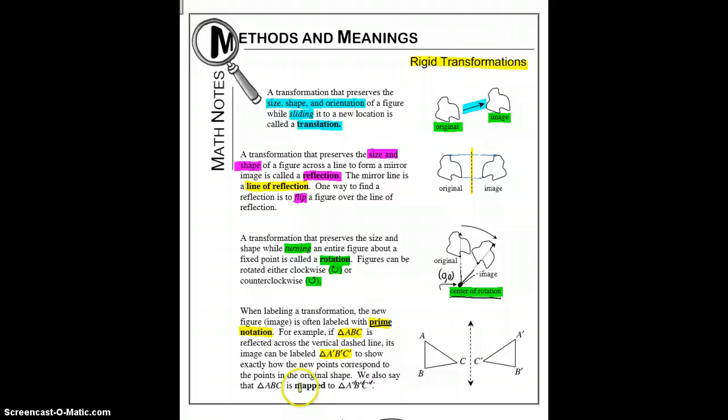Another indicator that prime notation gives us is that it tells us that ABC has been mapped. Now we use the word mapped because our coordinate grid is actually a map, and that's why we talk about distances and degree measurements, because that's how we usually map things out. So in this case, another proper way to say it would be ABC has been mapped to A prime, B prime, C prime.